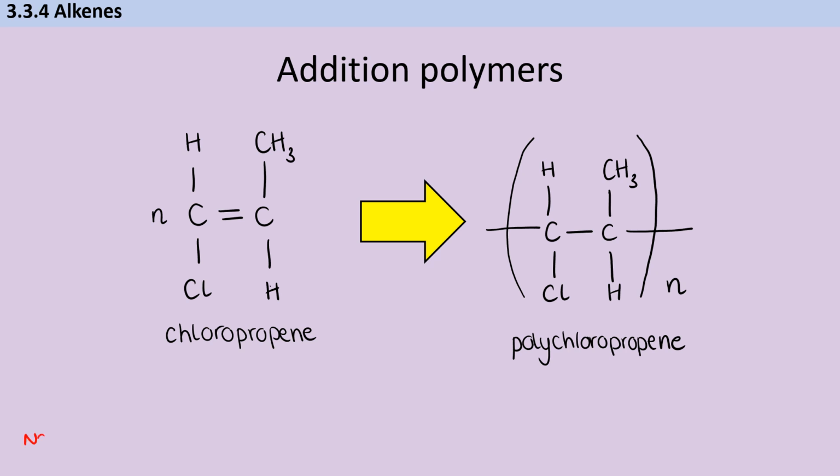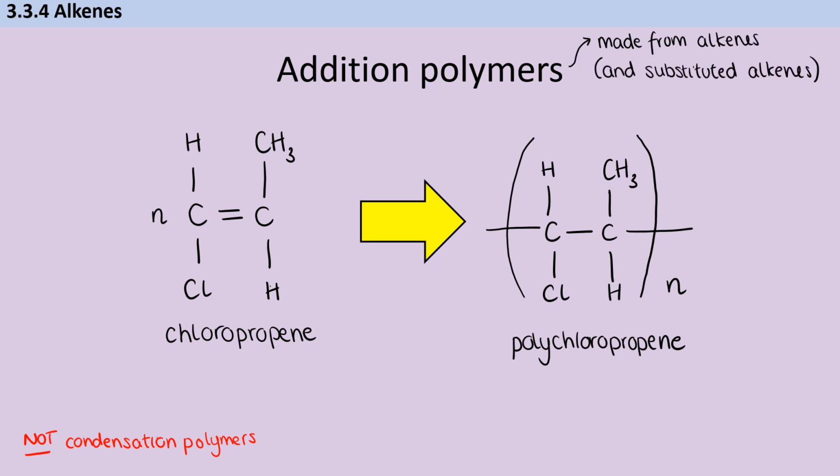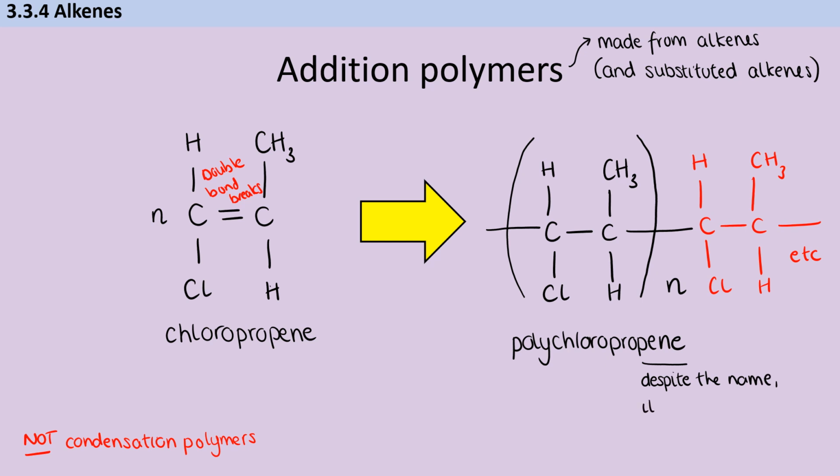Addition polymers, as contrasted with condensation polymers, are made from molecules with double bonds, so that means alkenes and also substituted alkenes. If we look at a monomer, then we can see this double bond which will break and polymerise, leading to this polymer. We use the repeated unit nomenclature as a shorthand for a much larger molecule. We name polymers according to their monomers, so this is polychloropropene. But remember that despite that name, this polymer doesn't contain any double bonds anymore, so it's actually a halogenoalkane.